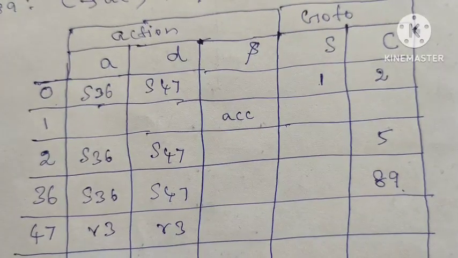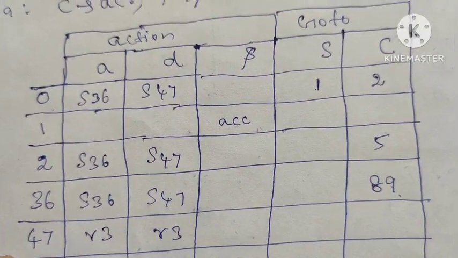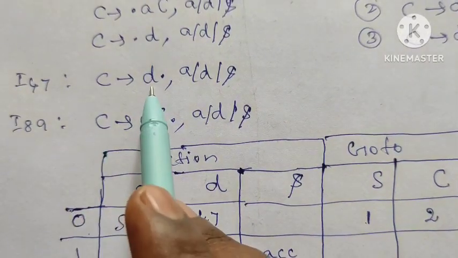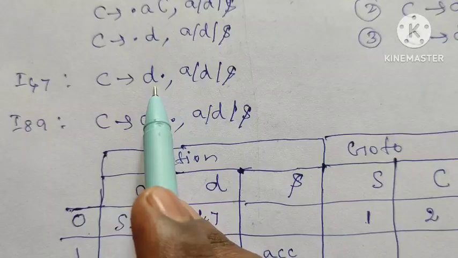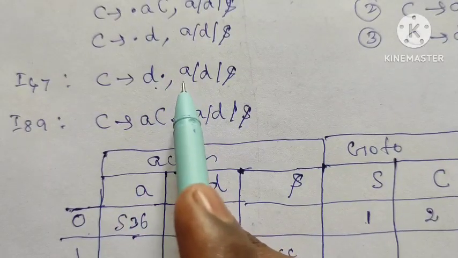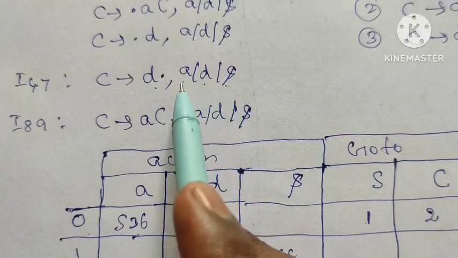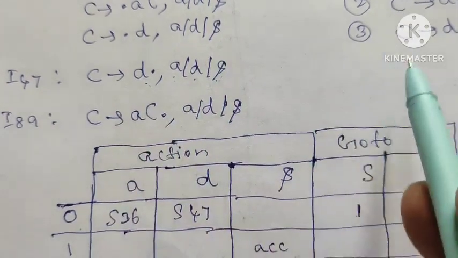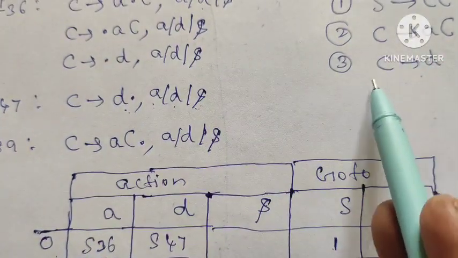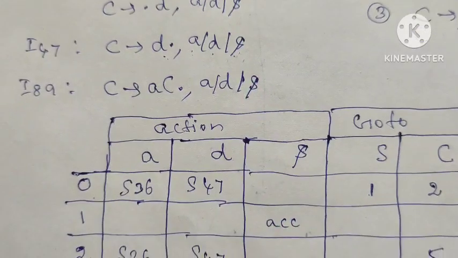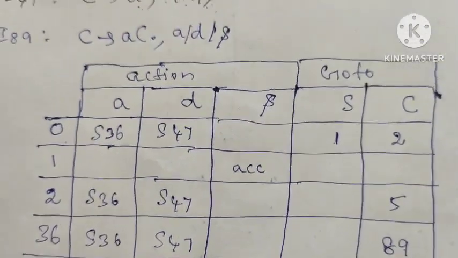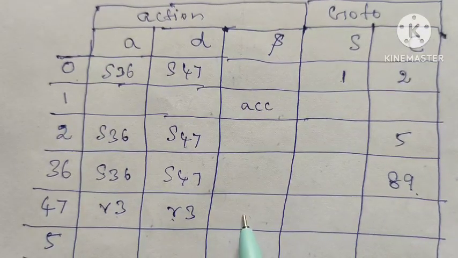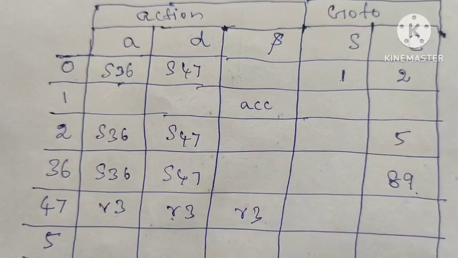Now what you have to see here is the productions. I4 and I7, C tends to D, we are merging them together, isn't it? So we have written A bar D and dollar. For two lookahead symbols we have mentioned R3. Now we have to write it for C tends to D dot comes from C tends to D, that is production number 3. So in dollar also we have to write R3. So in 47, A and D we have written, that is two lookahead symbols, and dollar also is a lookahead symbol. So write it as R3.